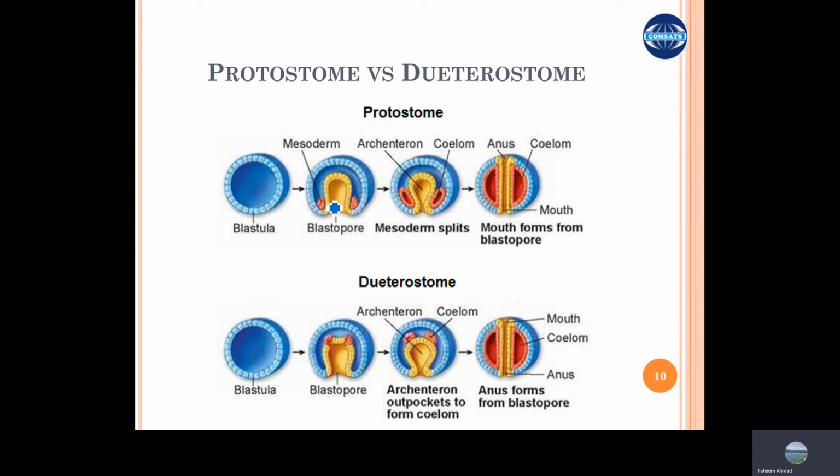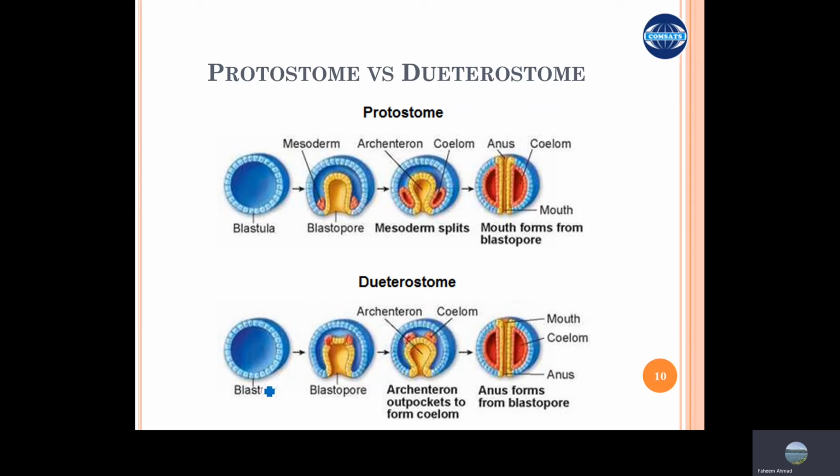Some of the cells from the endoderm separate from there into the cavity and start filling in this cavity and then become hollow from within to make a body cavity, a coelom, and then a secondary opening appears in the animal's body and that becomes the anus and the blastopore becomes the mouth.